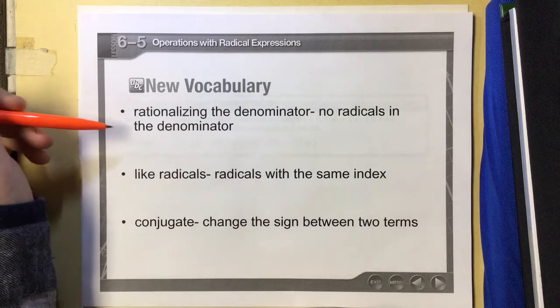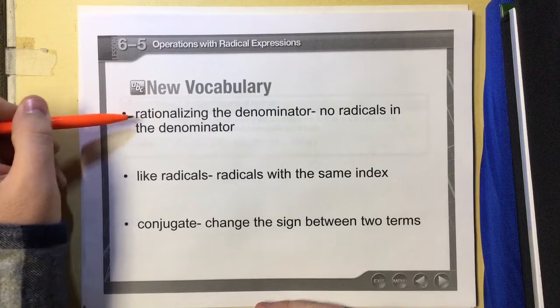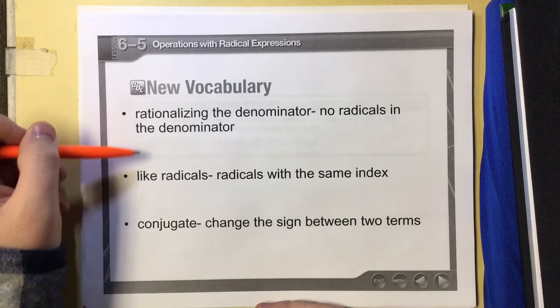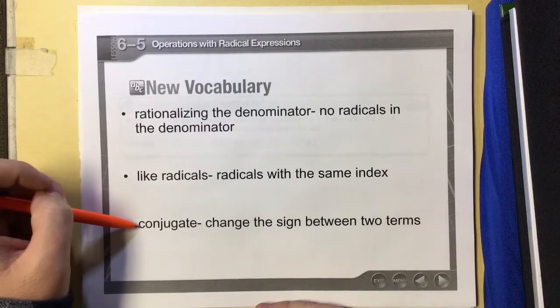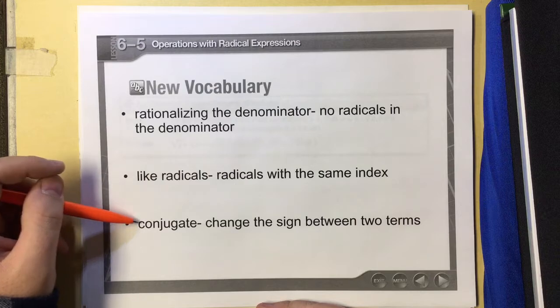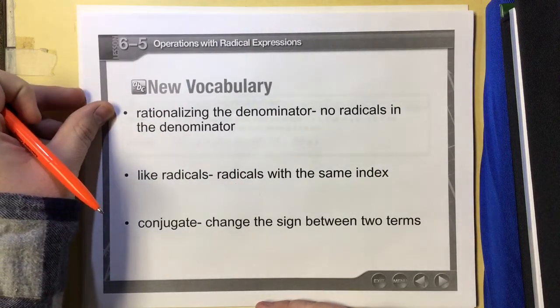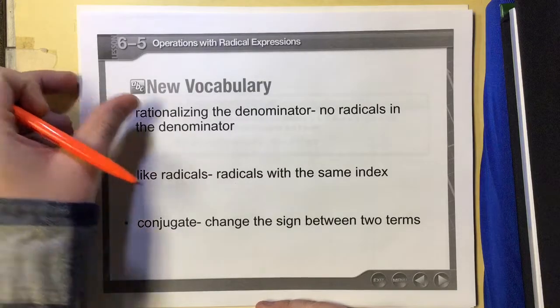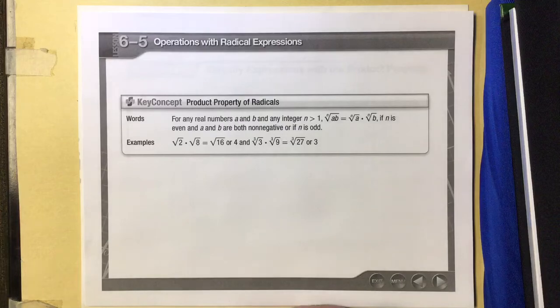Last class, we started out defining all of these words, rationalizing the denominator, meaning getting rid of the radical that's in the bottom of a fraction, like radicals with the same index. And remember, the conjugate from when we did complex conjugate just means you have two terms and you switch the sign between them. If it was something like 2 plus the square root of 4, it would now become 2 minus the square root of 4.